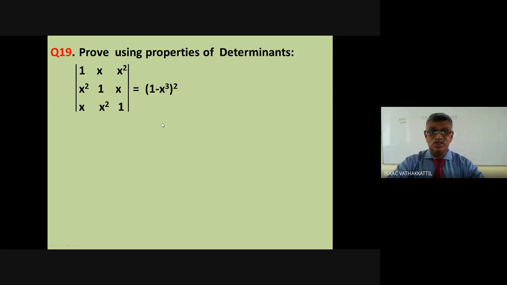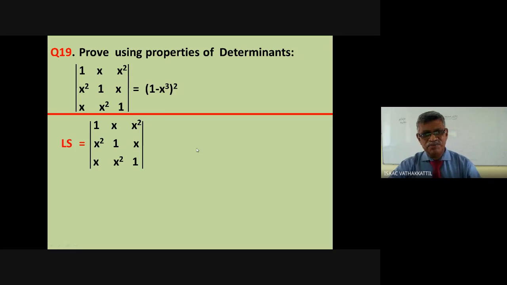You may try, as I said, changing column 1 to column 1 plus column 2 plus column 3 and try to get it. But here I am taking a slightly different way. I take the left side. Now what I am doing is C1 changes to C1 minus x into C3. When I do this, that means I am subtracting x times C3.